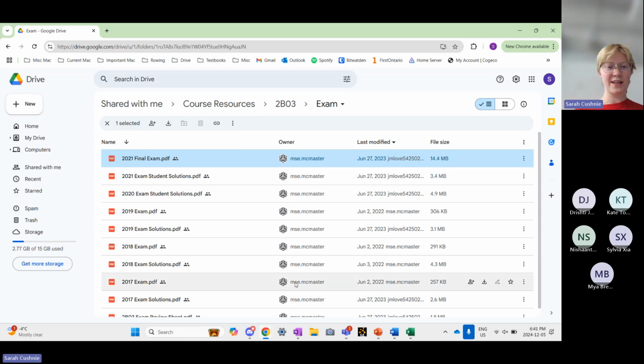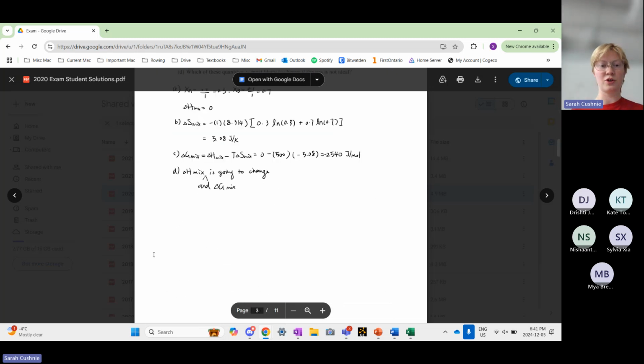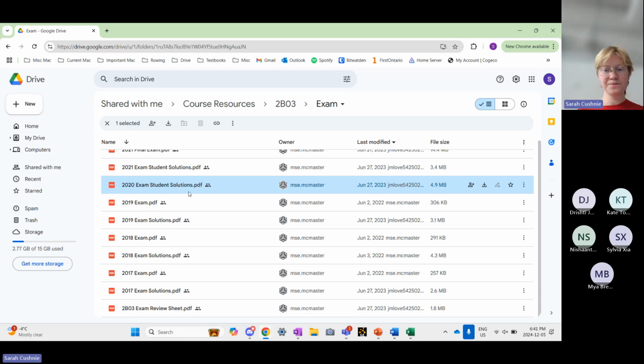You can also find some other exams. I think for 2020, we didn't have, no, these were student solutions by another student. So we don't know the mark that they got. So just take that into consideration.